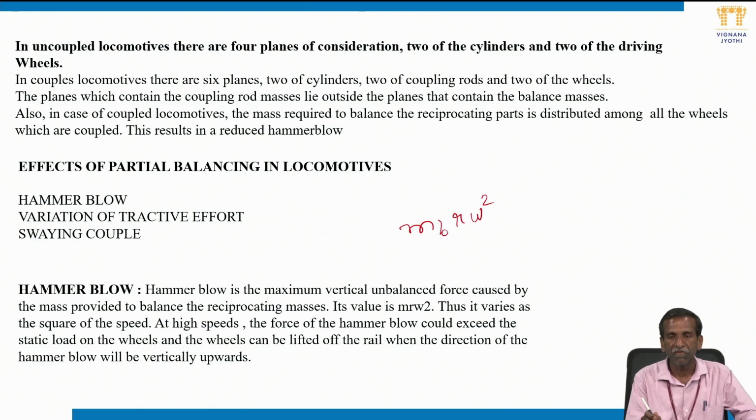Downward, it will contact the wheels; upward, it is lifted off the wheels, because the crank is rotating. As we know, the vertical component in general for crank angle theta is m b omega square sin theta, so theta is 90 or 270. If the direction is vertically upward, this magnitude is maximum at 90 degrees of crank angle, then obviously it is lifted off the rails. That means the wheels will be lifted off from the rails.